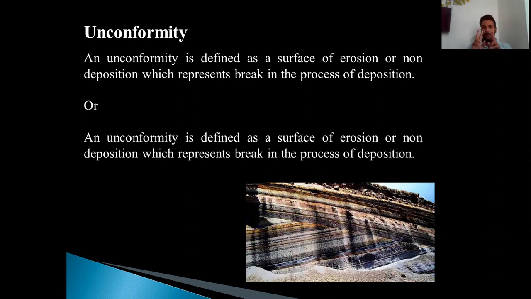So basically two processes happen alternatingly. If the surface is submerged under water, the surface experiences deposition. But if the surface is exposed to atmospheric agencies, then erosion happens. So at a given instance of time, a surface may experience deposition or may experience erosion. So what does an unconformity say? It says that it is the break in the deposition.